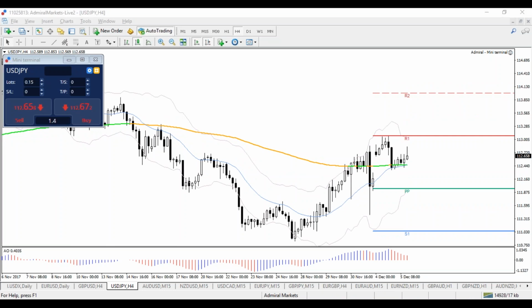Pound dollar, yeah, let's take a look at that indeed. Just thinking if there's anything that I need to add.